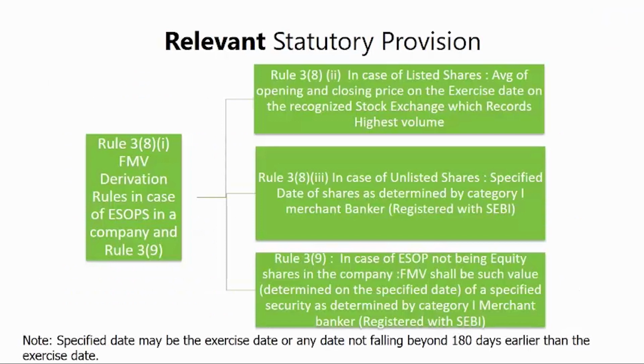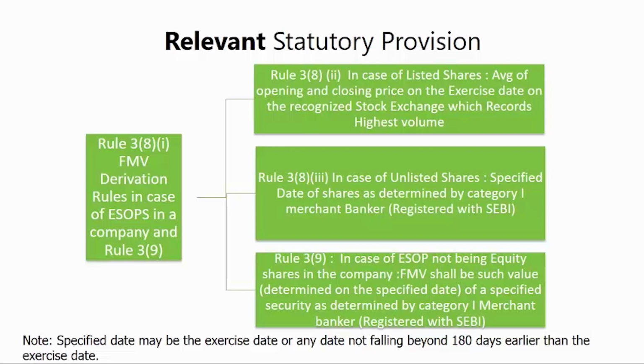So there are some statutory provisions, that is, rules according to which, in case of listed shares, the average of the opening and closing price of those shares on the date of exercise on a recognized stock exchange, whichever has the highest volume. So in simple words, in case of listed shares, it is the average of the share price on the stock exchange where the highest volume was recorded on that particular date.